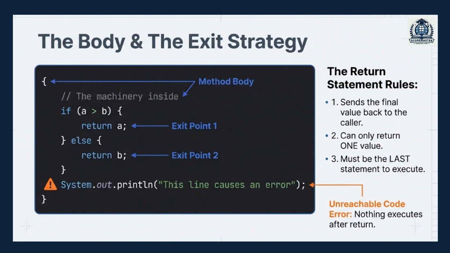The method body contains the logic, and the return statement immediately exits the method by sending one final value back. Once return executes, nothing after it runs. That's unreachable code and triggers an error. Write the logic first, return last, and never leave dead code behind.